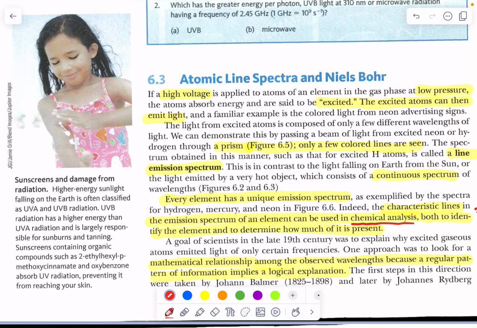This is screencast number 3 for chapter 6. And we'll be talking about something called the atomic line spectra.